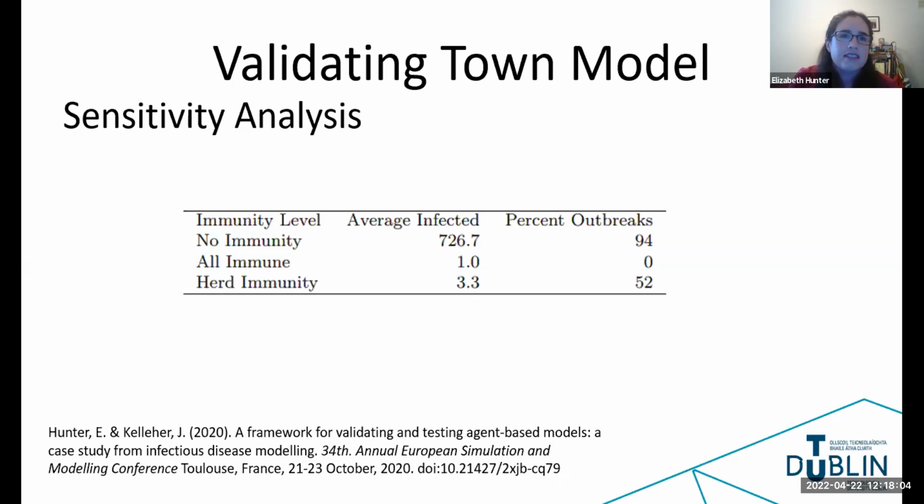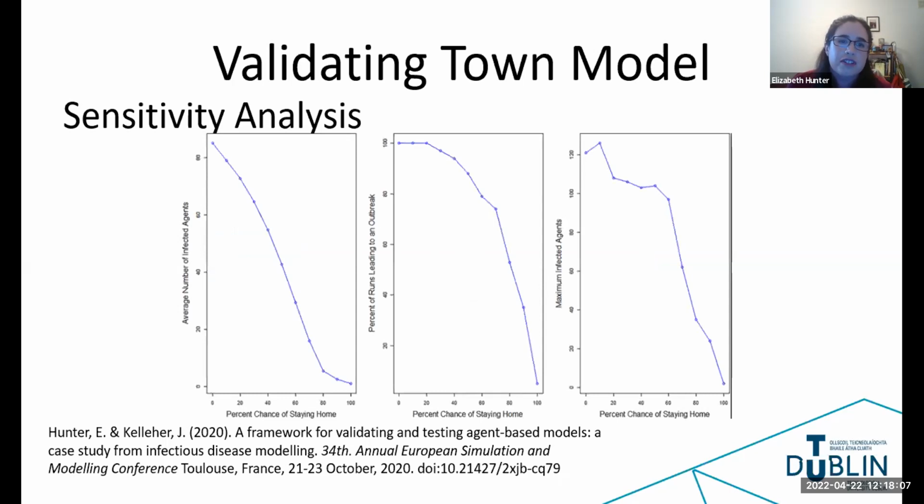And we did some other sensitivity analysis just to check for continued validity. So we looked at the percent chance of staying home, which is the chance that when an agent is sick, they're going to stay home and not go out and interact with other agents and infect them. We look at the average number of infected agents, the percent of runs leading to an outbreak, and the maximum number of infected agents. And as expected, when agents don't stay home at all, so at 0, we get high numbers of infected agents and all of our runs lead to an outbreak. Whereas when agents stay home all the time, we have very low numbers of infected agents and practically no outbreaks within our runs. So our sensitivity analysis shows that the model is working as we expect.